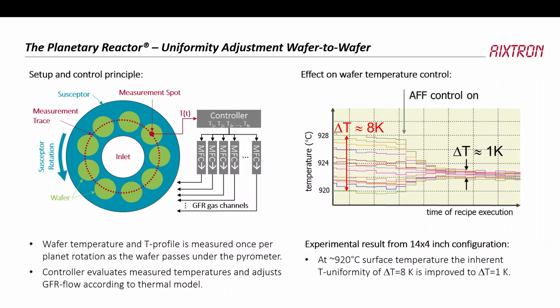And once we switched this on, we were able to get all of them together in a band of about 1 Kelvin. And this is where it starts to get interesting, because then the amount of yield that you can produce from such a run is greatly increased.